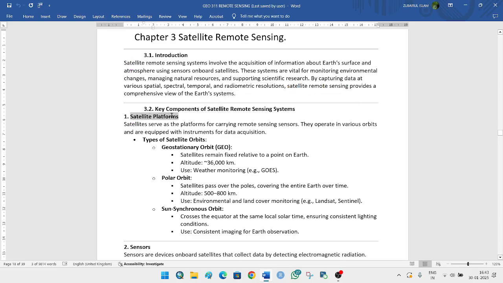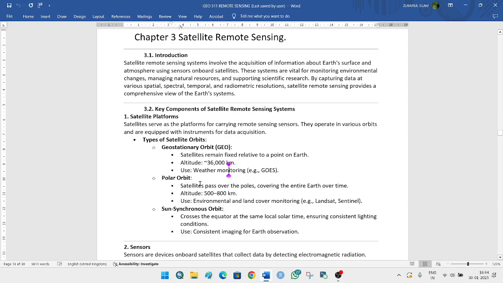One is satellite platform. Based on the orbit, there are three types of orbits: geostationary, polar orbit, and sun synchronous. The difference is, geostationary orbit altitude is very high, and these satellites are used for communication as well as for weather monitoring for any area, because it will not cover the whole earth, but it will cover the specific area of the earth where you can monitor the weather conditions.